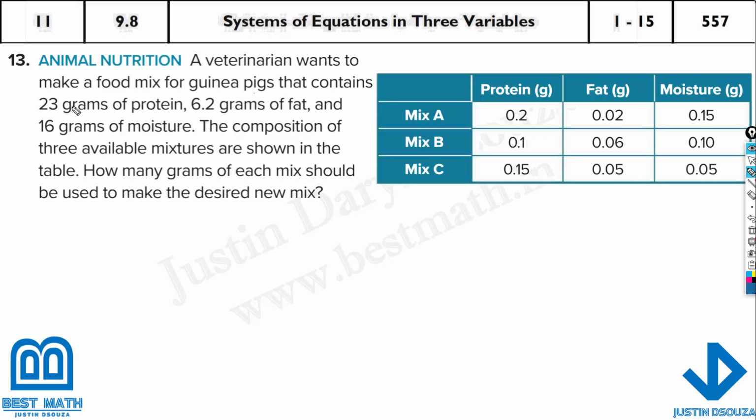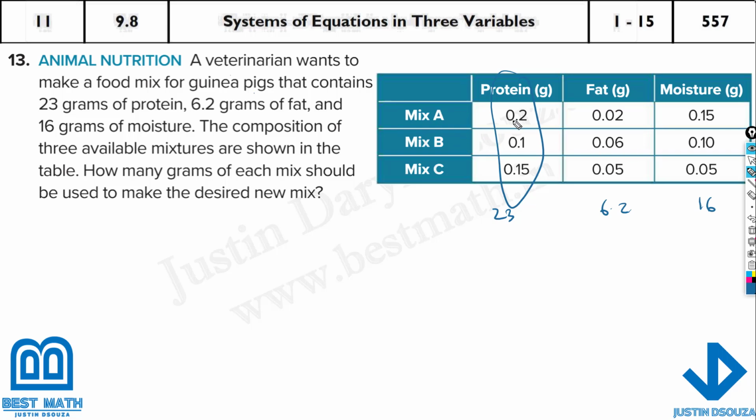So now we are in the real world problems. It's about animal nutrition. A veterinarian wants to make a food mix for guinea pigs that contains 23 grams of protein, 6.2 grams of fat, and 16 grams of moisture. Now look here, they're told about protein. This entire bar is protein. So what they have told us totals 23 here. This is 6.2 and 16 here. The composition of three available mixtures is over here. We need to solve them.